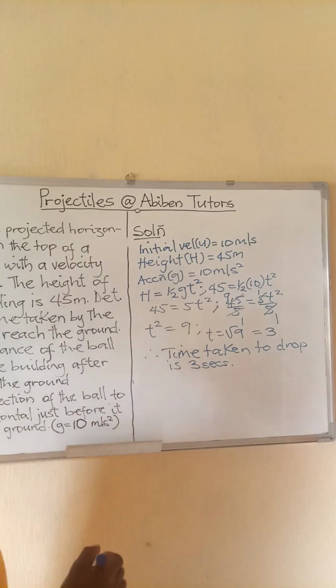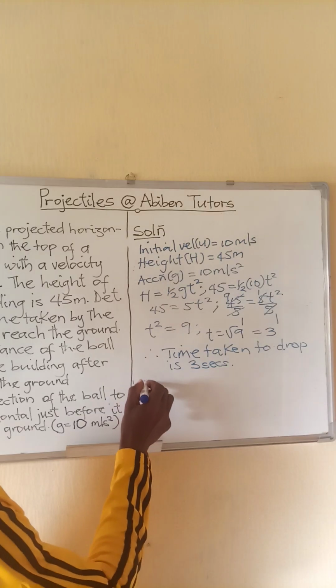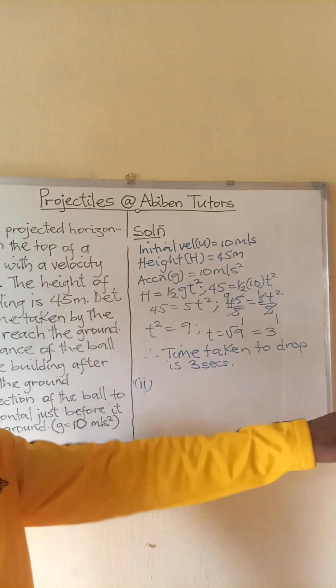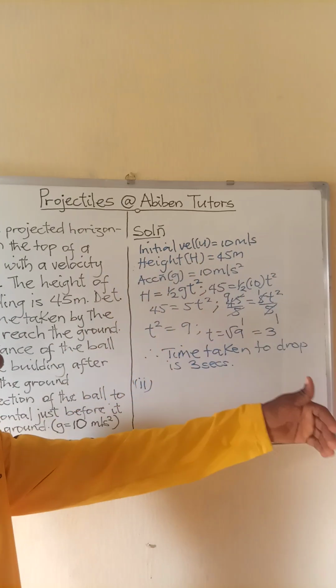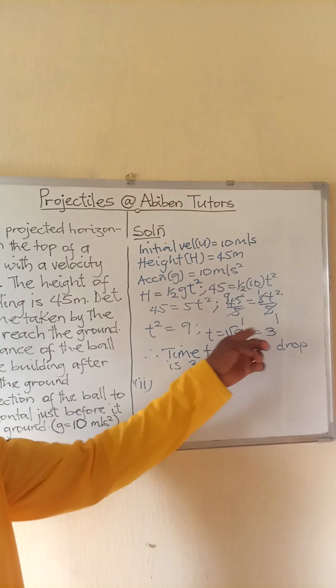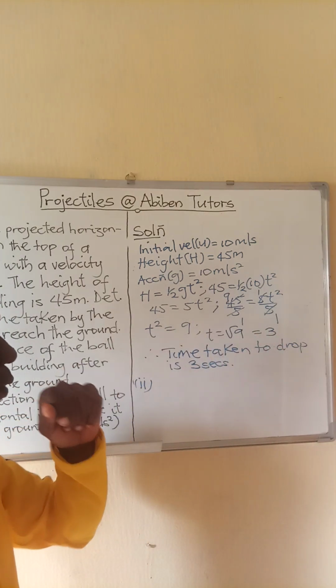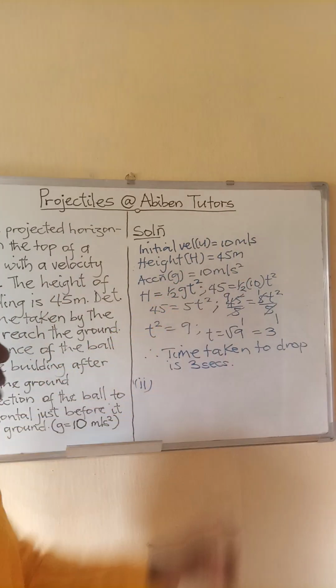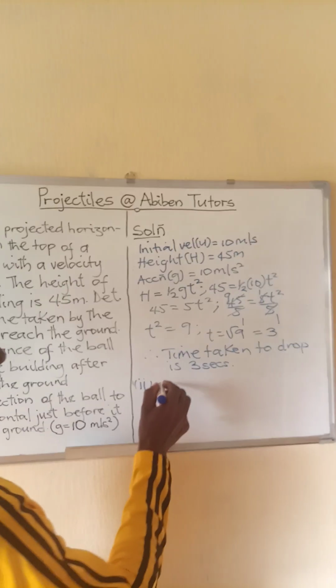That is it. Now, in the second part of the problem, we are asked to find the horizontal distance between where the ball lands and the foot of the building. Having known the time of flight, 3 seconds from the first part, and also the initial speed of launch, which is 10 meters per second, we will have that distance.